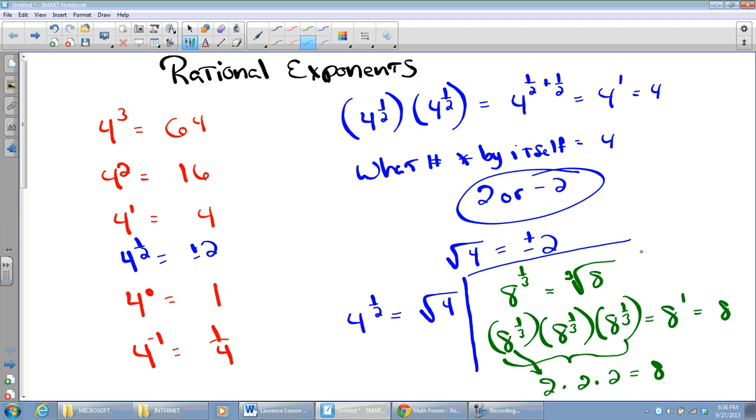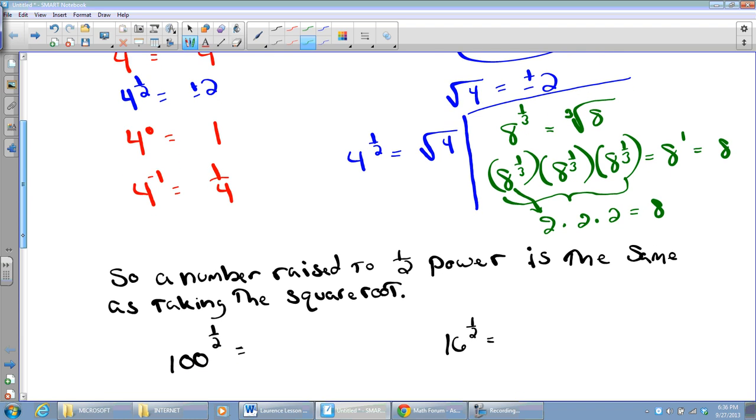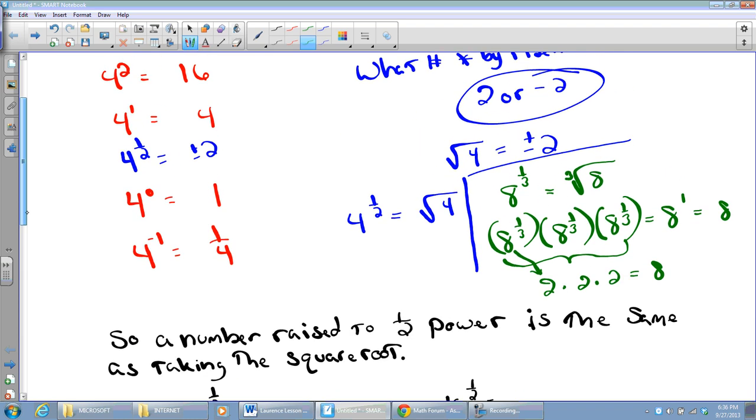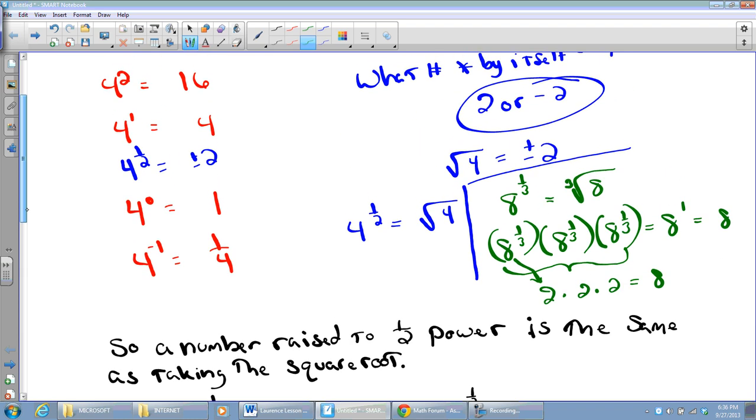If it's to the 1/4 power, it would be the 4th root. If it was the 1/10 power, it would be the 10th root. We won't be doing any 10th roots in here. So a number raised to the 1/2 power is the same as taking the square root. A number raised to the 1/3 power is the same as taking the cubed root.